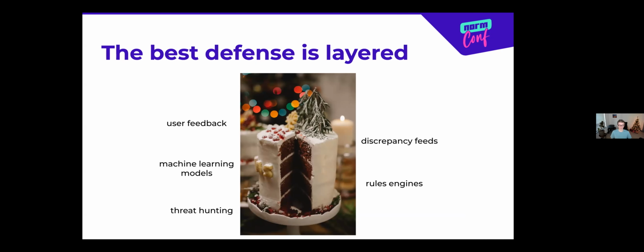Ultimately, to build an effective threat detection system, we need to have a layered defense. And this includes some manual effort, exploring the data and hunting for threats, developing rules to encode our domain knowledge of the threats that exist, and training models to help scale our detection of malicious content. We can leverage discrepancy feeds to help improve our rules and machine learning models. And ideally, we can also capture user data and feedback and incorporate that data in our model training as well.